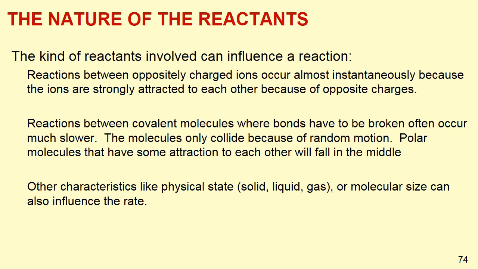So for example, if you have a reaction between ions, positive and negative charges, they react very quickly because they're very strongly attracted to each other. Opposites attract. However, covalent molecules, where bonds have to be broken, often react much slower. That's because they only collide due to random motion and they're not really attracted to each other like ionic compounds. Some, like polar molecules that have some attraction for each other, will fall in the middle. They'll be moderately fast.